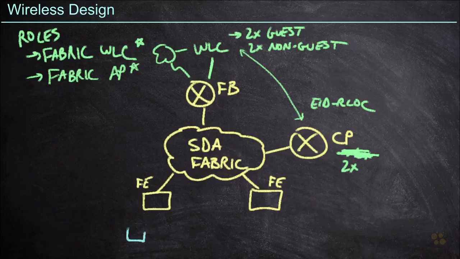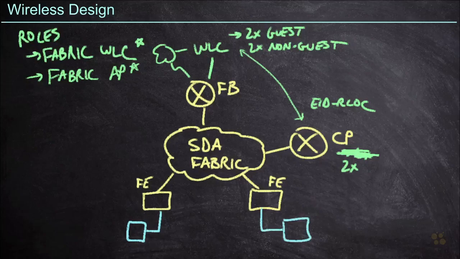First and foremost, the access points are going to have to be directly connected to the fabric edge node. It doesn't work for us to have a downstream switch that's not part of the fabric and then hang our access point off of that. This is not a supported configuration. As such, we're going to need to make sure those access points are directly attached to the fabric edges.